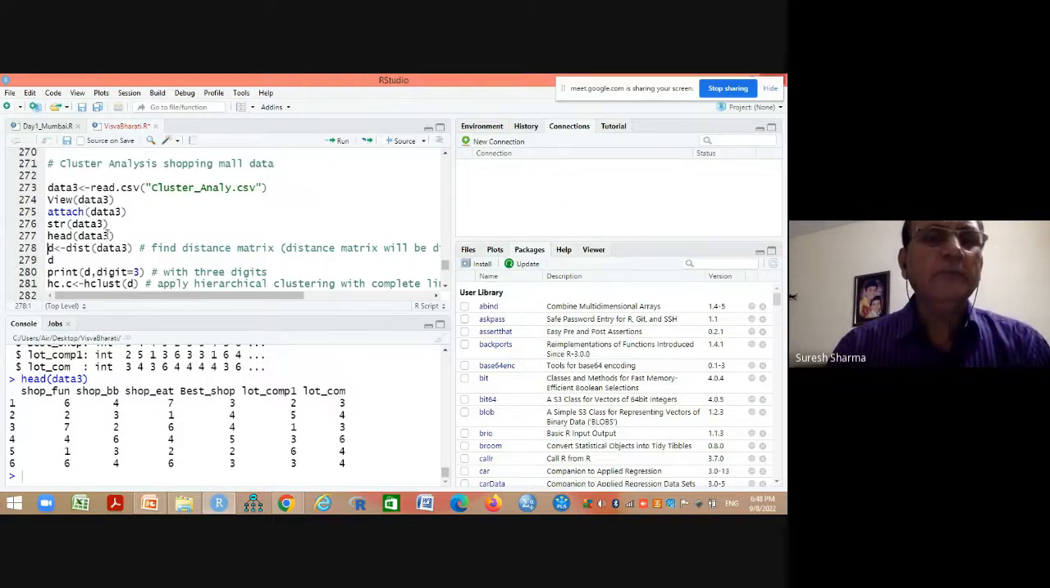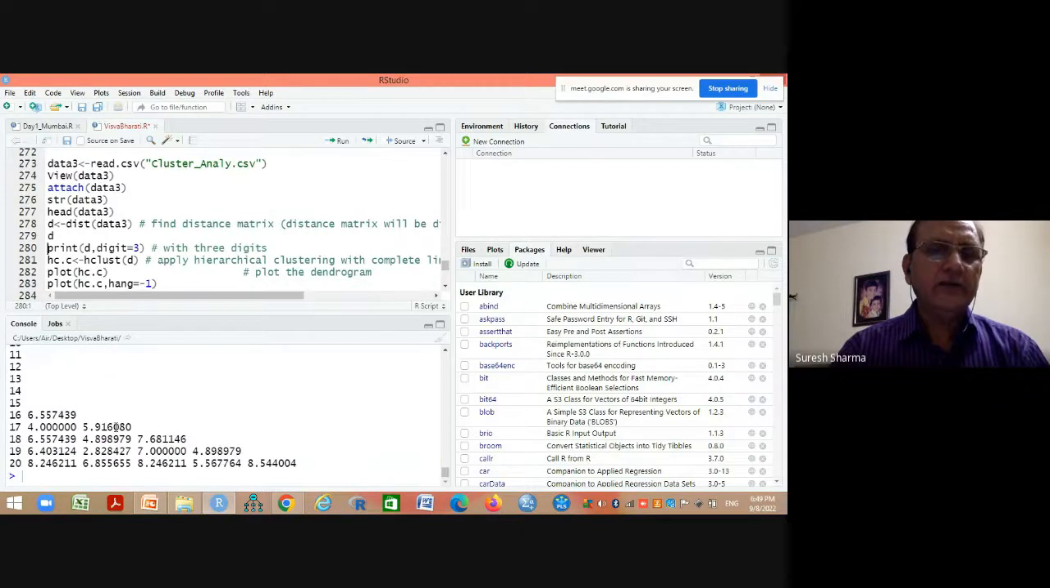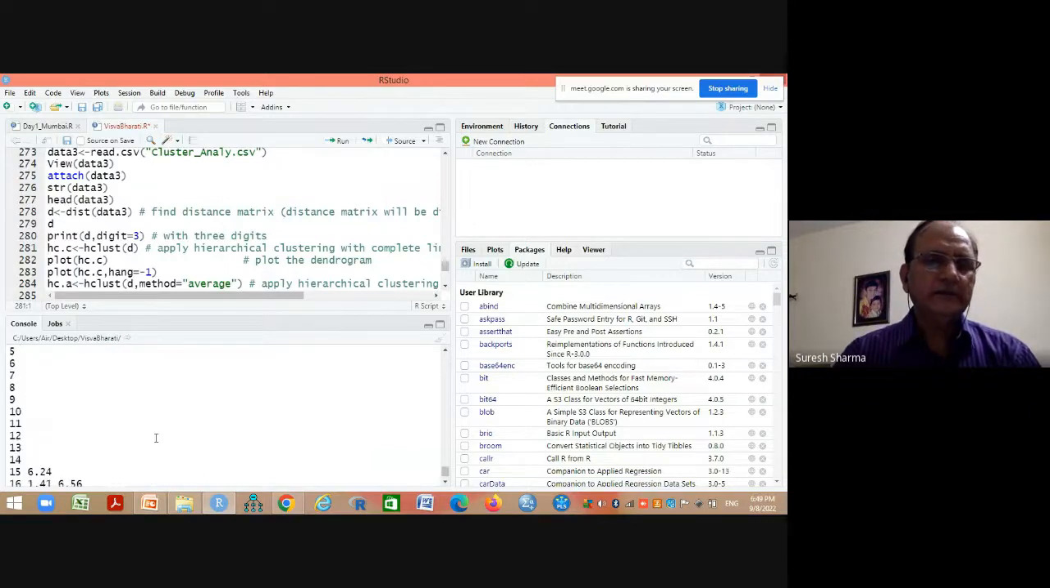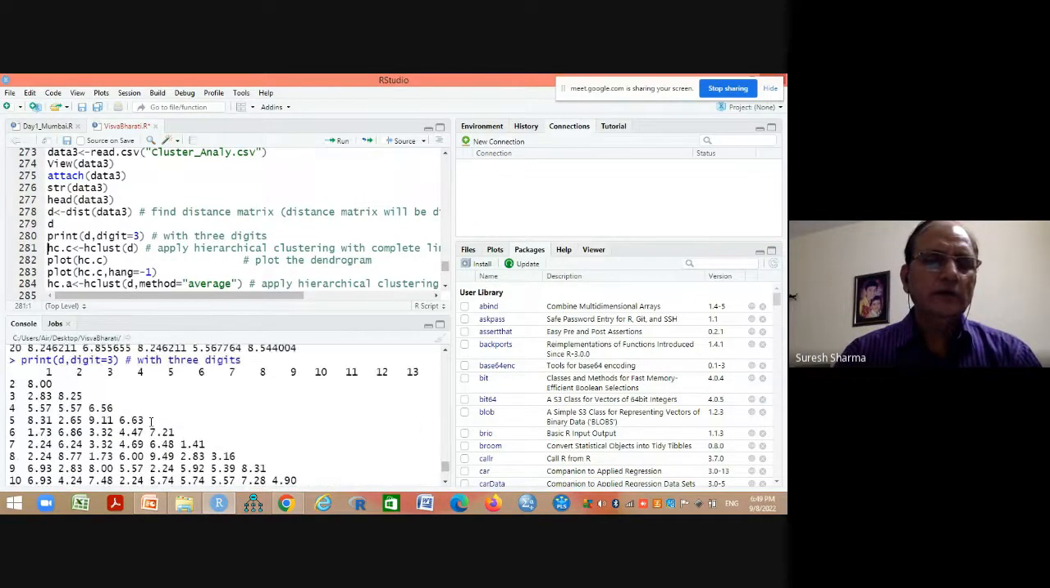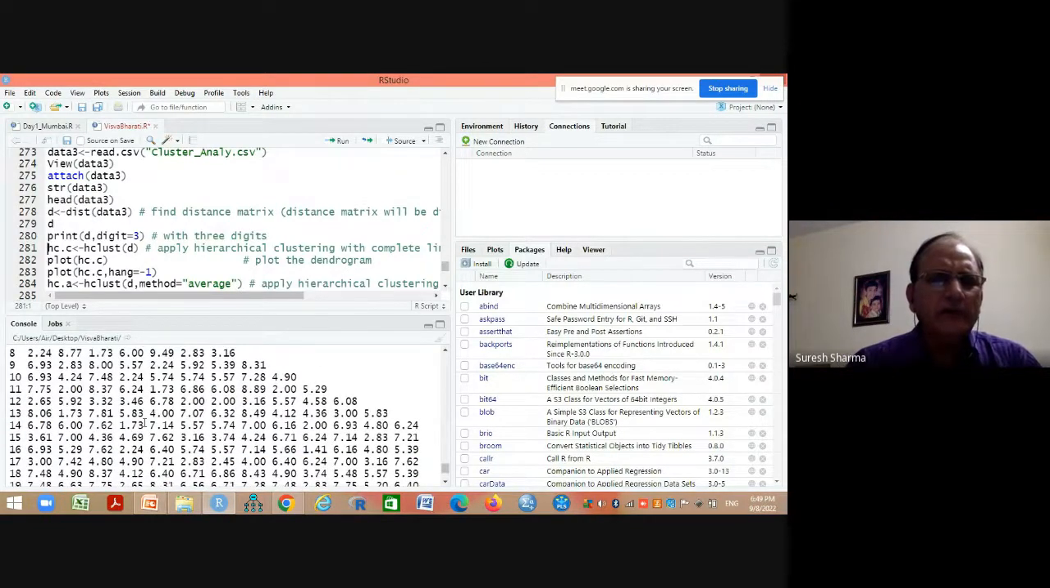First of all, it will compute the distances, the distance matrix. The formula is dist of data 3. The technique is Euclidean distance. So these are all the distances. If you look at D, it will give you a matrix that is very difficult to read. But because there are 7 or 8 decimals, I reduce this to 3 decimals, and you can see the matrix. So all these are the distances. Those items will be combined first which have very, very small differences.